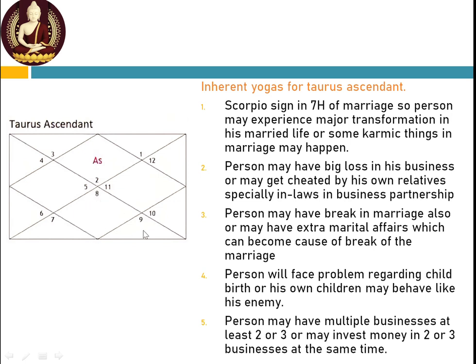Also, the person may have multiple businesses, at least 2 or 3, or may invest money in 2 or 3 businesses at the same time. Now you tell me how I predicted this. The person may have multiple businesses, at least 2 or 3, or may invest money in 2 or 3 businesses at the same time. How did I predict this?